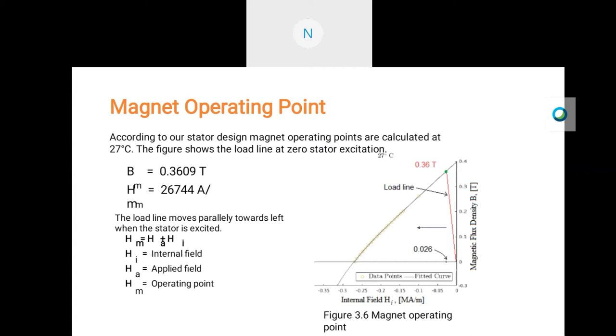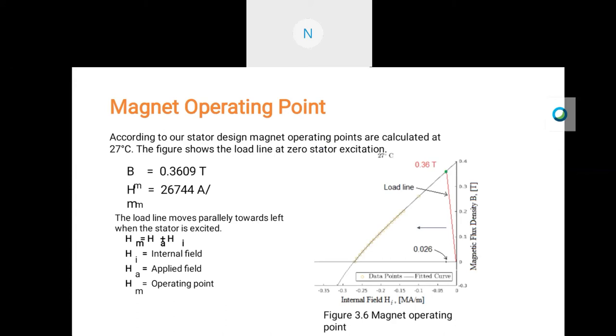The operating point is 0.3609 tesla, because we use a magnet of 0.4 tesla, which is the remnant flux density, and HM is its operating field, 26744 ampere per meter. When HM equals HA, which is the applied field plus internal field, the internal field is already available. When the applied field is zero, the internal field is the operating point.